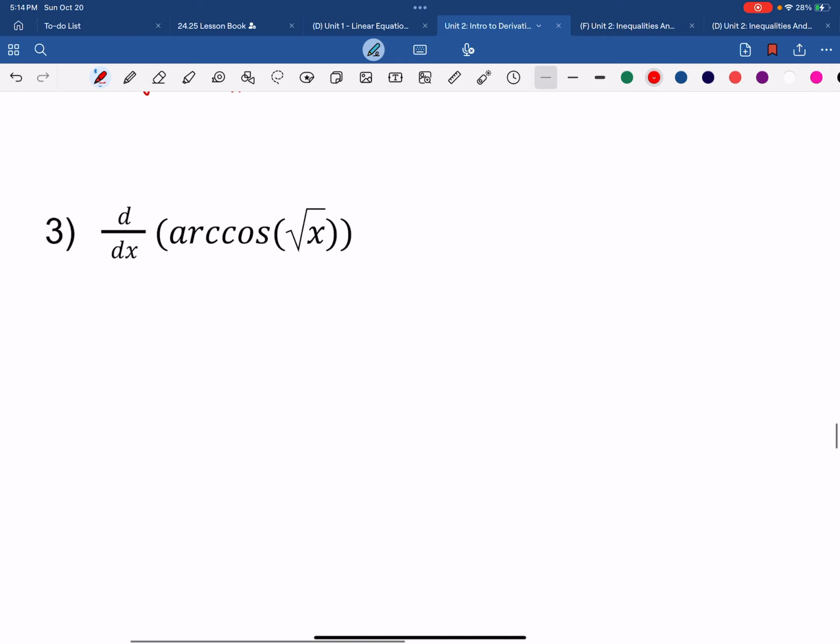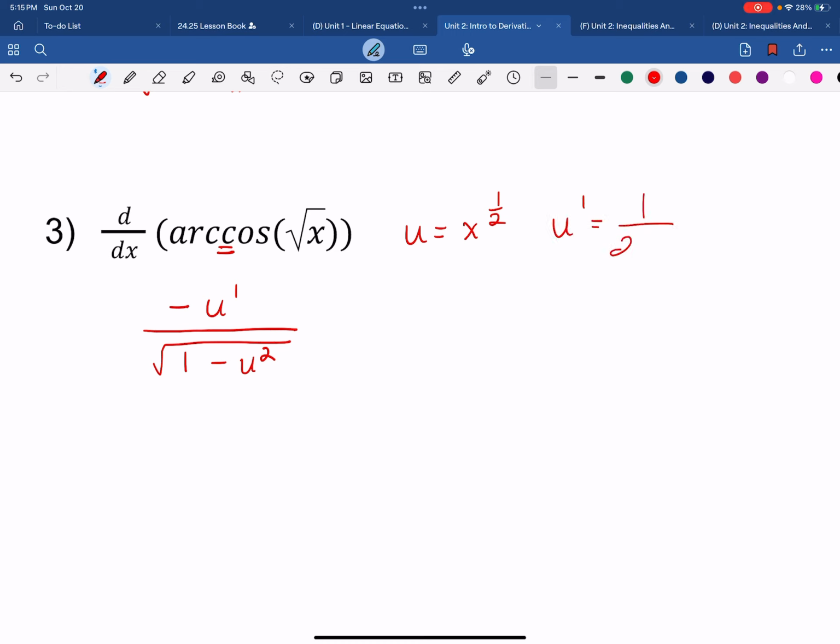For our next one, we have a co-function, which means it's going to be negative. So we have negative u prime all over the square root of 1 subtract u squared. My u is x to the 1/2, or square root of x. So my u prime is going to be 1 over 2 root x. So I have a negative 1 over 2 root x, all divided by the square root of 1 subtract the square root of x, all squared.